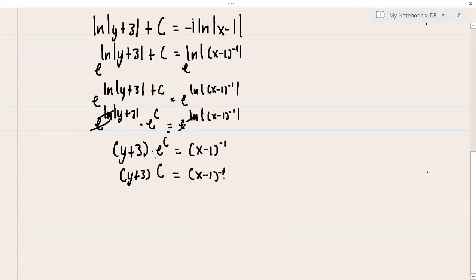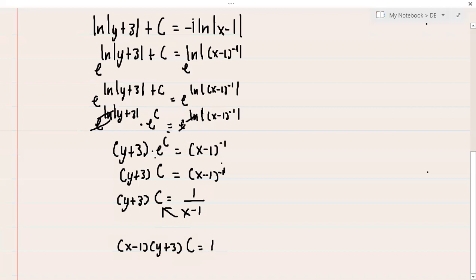Or, pwede pa natin yung i-simplify pa. Okay? So ito, we can just reciprocate this one kasi ito naka-negative exponent. So by reciprocating this one, ano magiging resulta? We will have quantity y plus 3 times c is equal to 1 all over x minus 1. Tapos we can cross multiply. Pwede ko i-multiply itong si denominator na x minus 1 dito on the left side. Magiging quantity x minus 1 times y plus 3 times c is equal to 1.